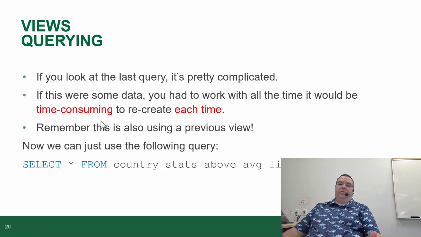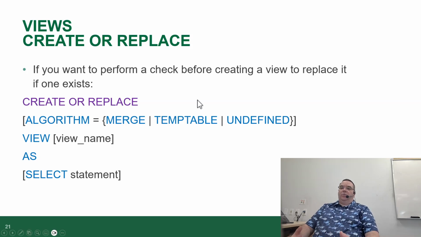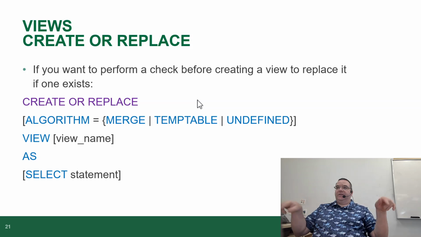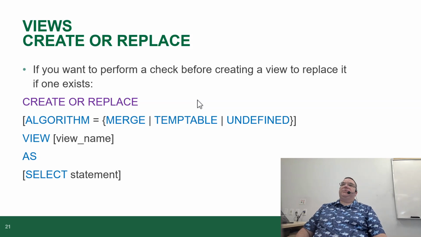So the perk is, like I said before, the view can make a lot of complicated queries more simple to use. Okay, so when you do a create or replace, you can change the algorithm. You'll notice that in this example, the algorithm's in square brackets, because it's optional.